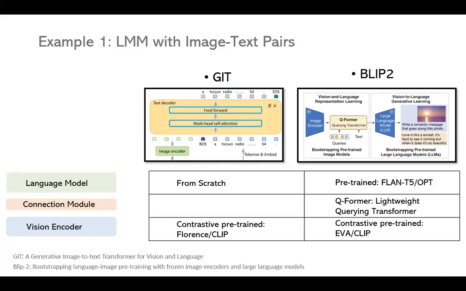So for GIT, the image encoder is based on the contrastively trained Florence model, and they initialize the weights from there. And they also build a language model from scratch on top of the visual features, and they train the model end to end. On the other hand, BLIP-2 was proposed early this year, and they keep the pre-trained vision encoder and the language model weights frozen, and they add a lightweight module called Q-former. It turns out this bootstrapping approach is quite sample efficient in terms of training samples.